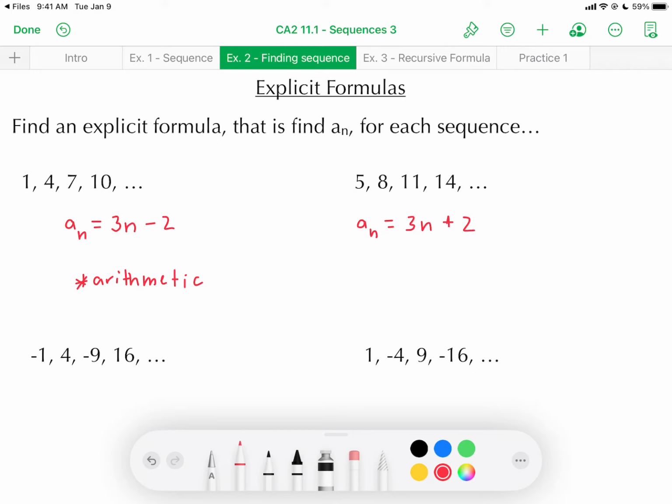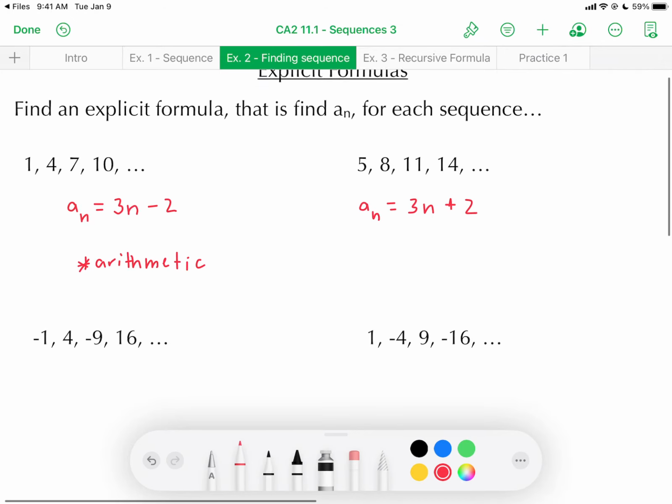If n is 1, 3 times 1 is 3. 3 plus 2 will give me 5. If n is 2, 3 times 2 is 6. 6 plus 2 does give me 8. So this is another example of an arithmetic sequence, right?